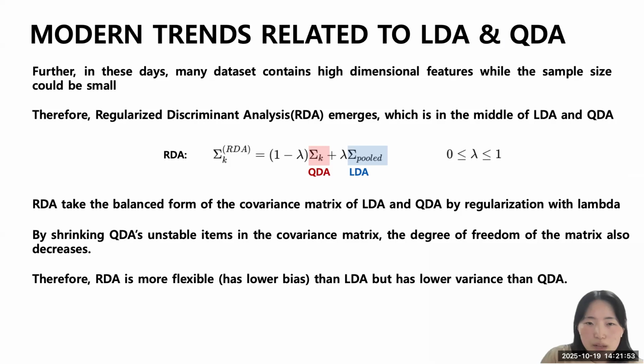RDA combines the covariance matrices of QDA and LDA through a regularization parameter lambda, as shown here. When lambda equals 0, it becomes QDA, and when lambda equals 1, it becomes LDA. By shrinking the unstable covariance matrices in QDA toward the pooled estimate from LDA, RDA reduces the variance and prevents overfitting while keeping flexibility. Therefore, RDA is more flexible than LDA, but more stable than QDA, making it a balanced and robust approach for high-dimensional or small sample problems.